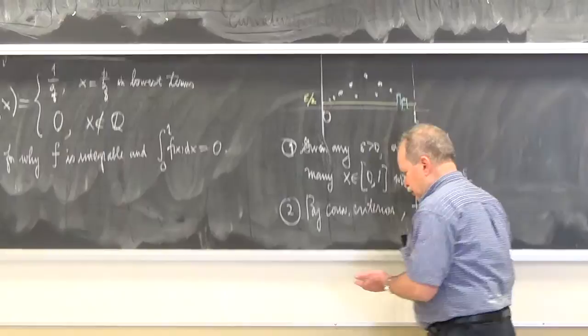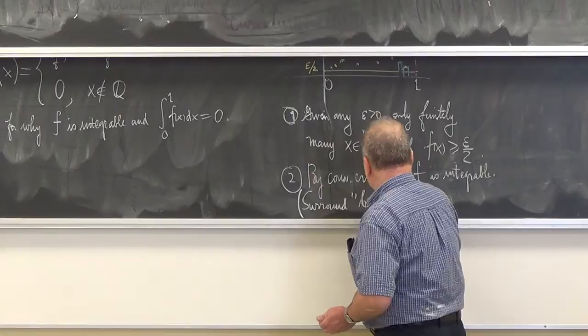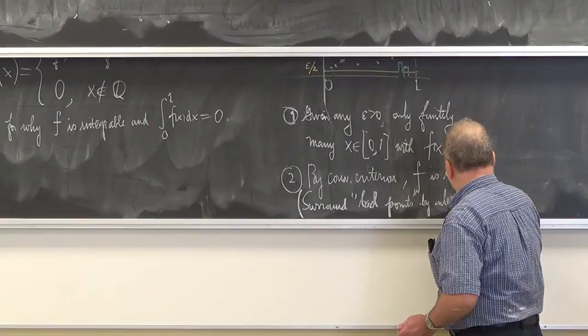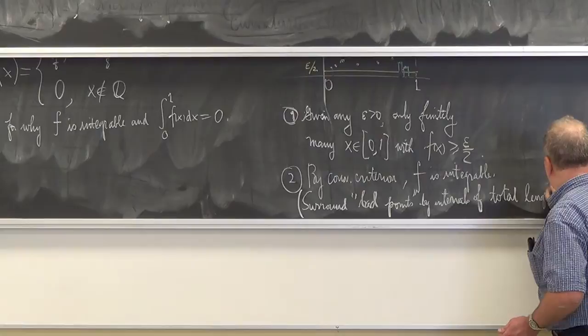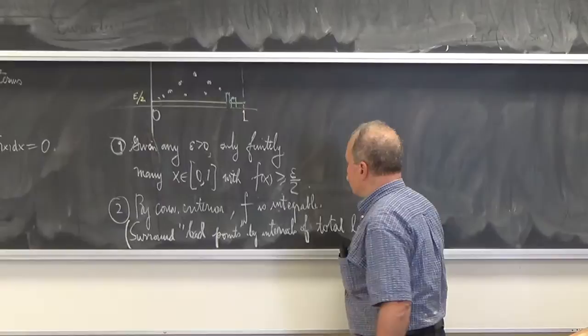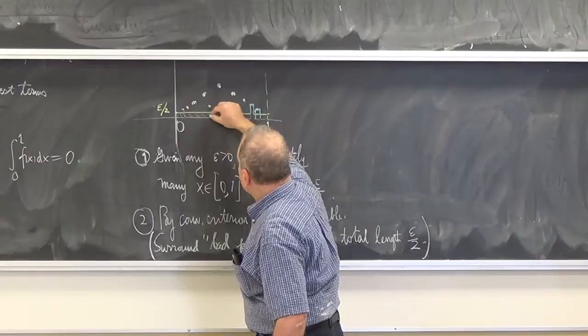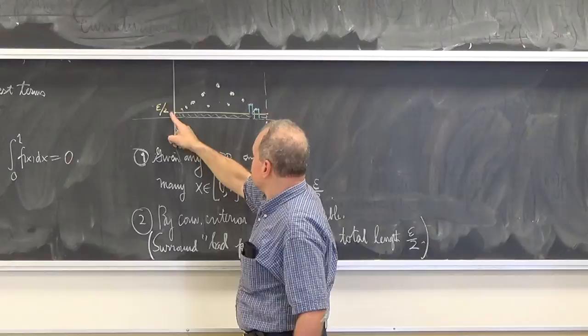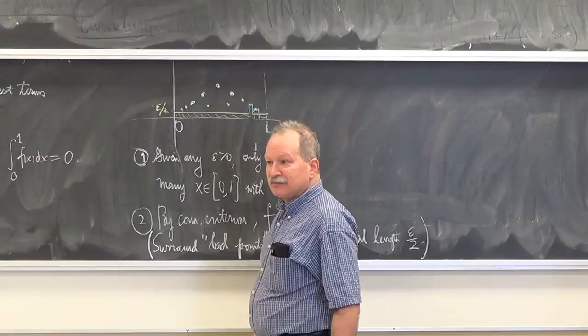So surround the bad points by intervals of total length epsilon over 2. So then you end up with a partition of the interval where the bad points are contributing at most epsilon over 2 to the upper sum, and these guys are contributing at most epsilon over 2. Whatever intervals are left over are contributing at most epsilon over 2, because the heights for them is epsilon over 2 and the sum of the lengths is less than 1. So we got this. You can almost factor out epsilon over 2.